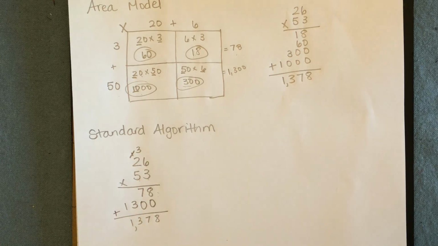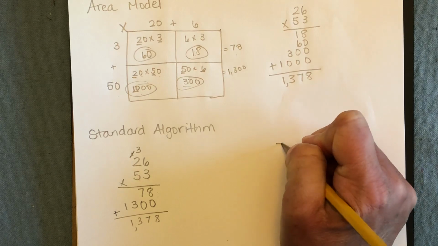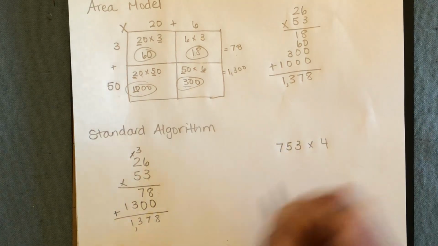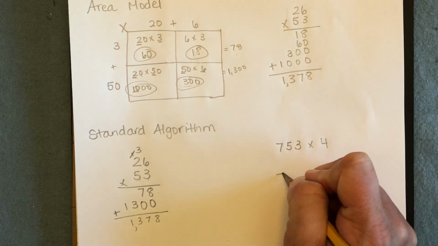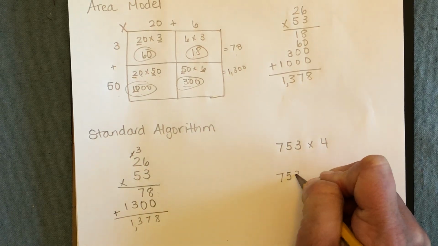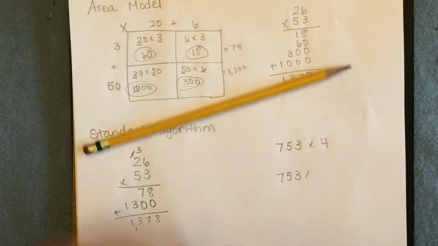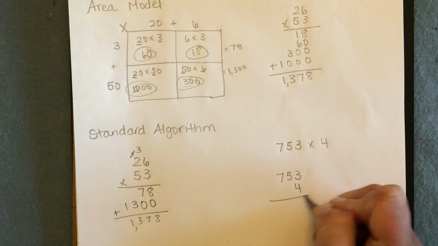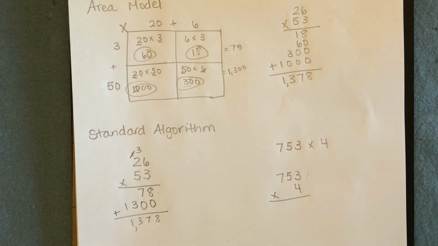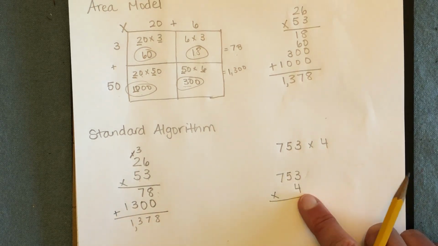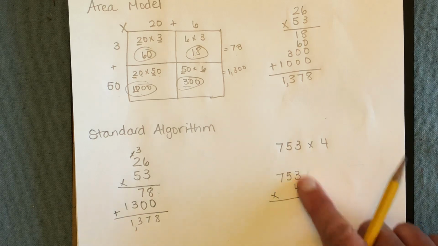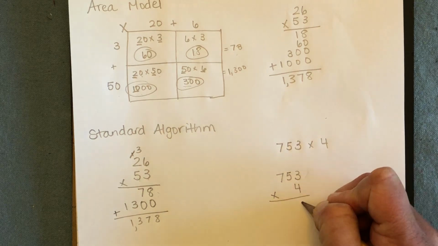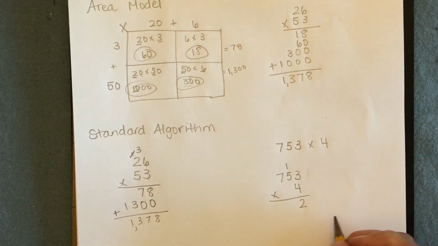All right, there's one more standard algorithm. I'm going to do this number 753 times 4. Now I'm going to also set this one up in the standard algorithm, just like this. And this is what we were very familiar with. We know we take this bottom number and we multiply it times the ones place, the tens place, and the hundreds place. So 4 times 3 is 12, and I carry a 1.